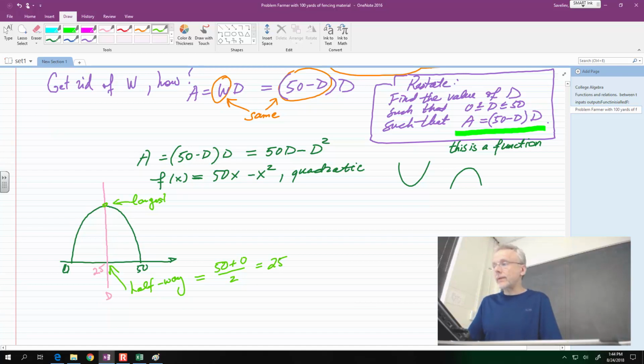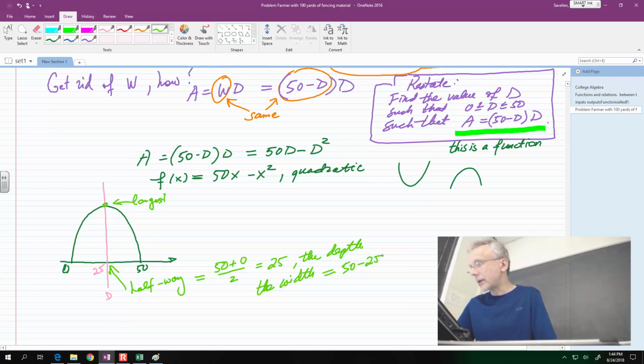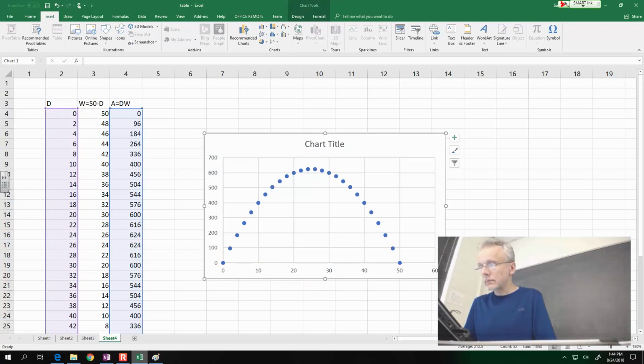Then you still want to find the number, so 25 is the depth, and then the width is also 25, equal to 50 minus 25. Our formula is right here. So it's also 25, and altogether the area is 25 times 25, 625, I believe. Is it? Yes. Okay, so we get an extra square yard in that way.